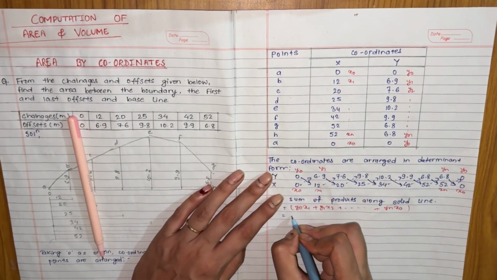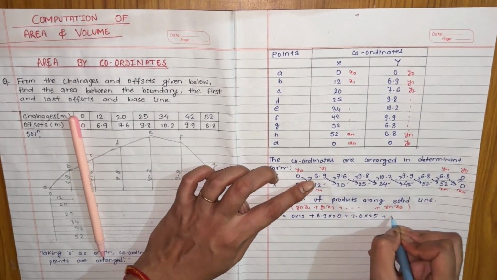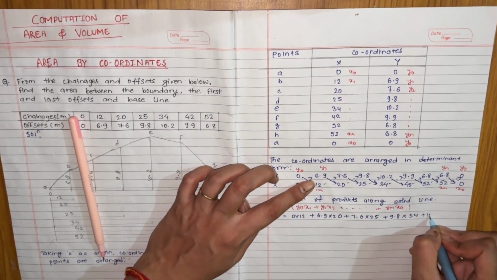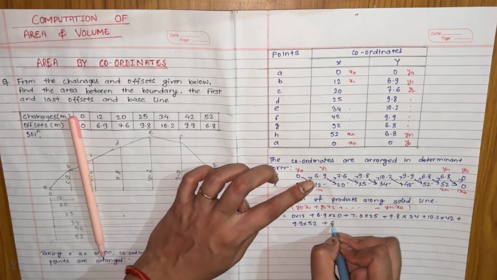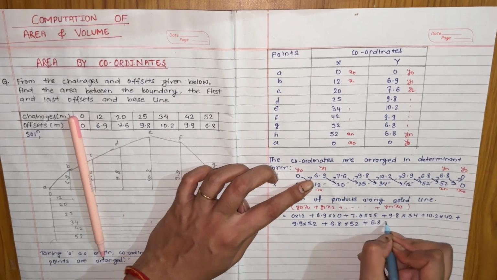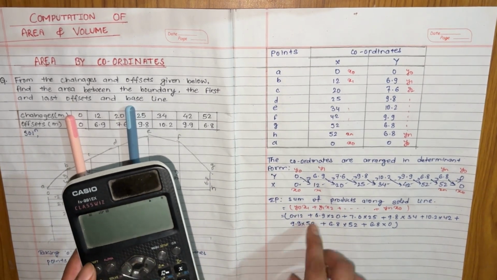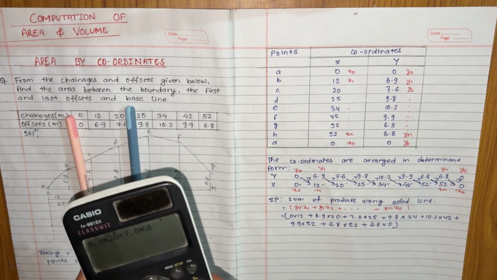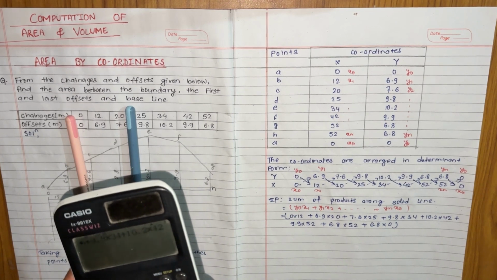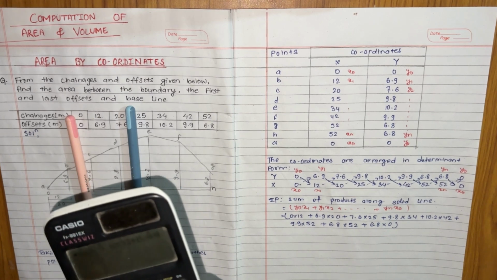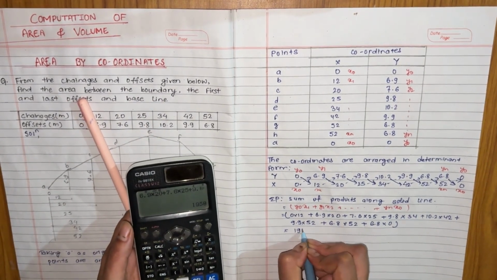So the sum of products along solid line here is 0 into 12 plus 6.9 into 20 plus 7.6 into 25 plus 9.8 into 34 plus 10.2 into 42 plus 9.9 into 52 plus 6.8 into 52 and 6.8 into 0, which is 0 into 12 will be 0 and 6.9 into 20 plus 7.6 into 25 plus 9.8 into 34 plus 10.2 into 42 plus 9.9 into 52 plus 6.8 into 52 plus 0, which is equal to 1958.